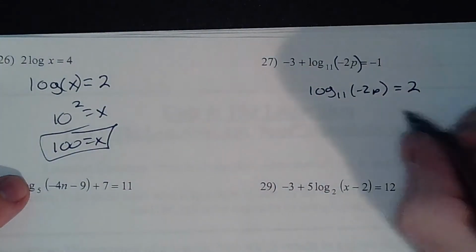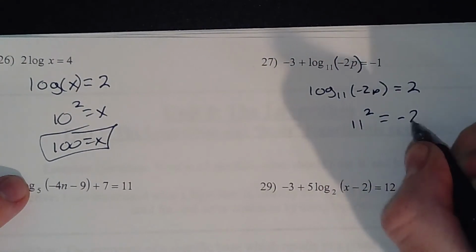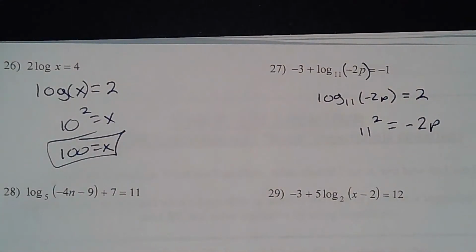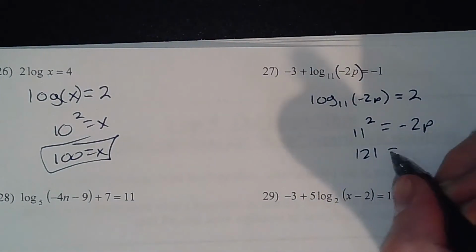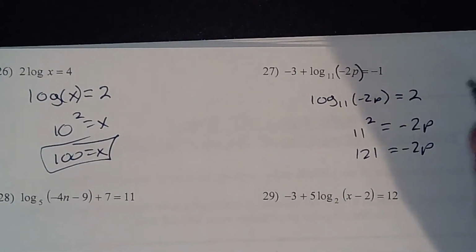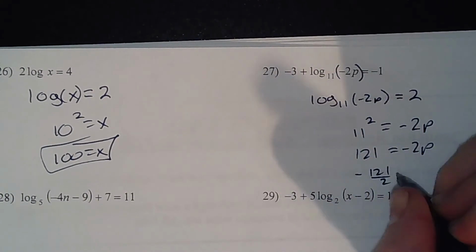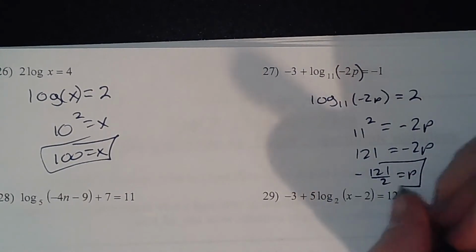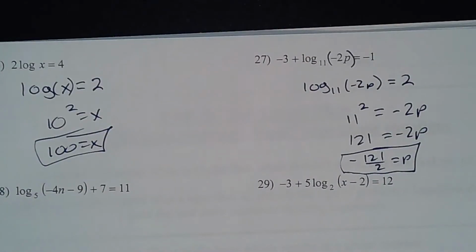Use your exponent rules. 11 raised to the 2 equals negative 2p. And therefore, 121 is negative 2p. Divide both sides by negative 2. You get negative 121 over 2 equals p. A little bit weird, but not the end of the world. Let's continue.